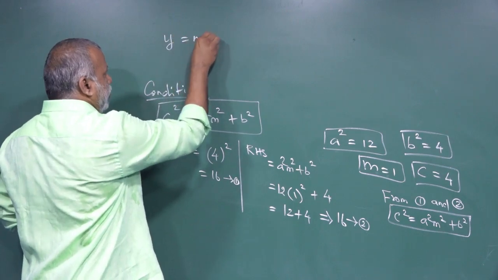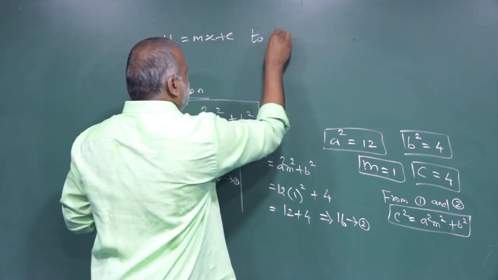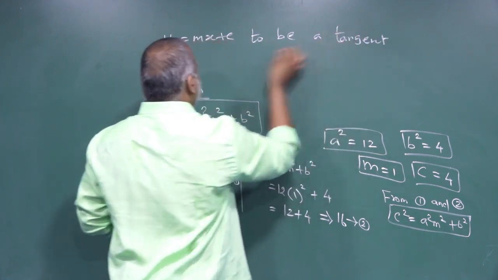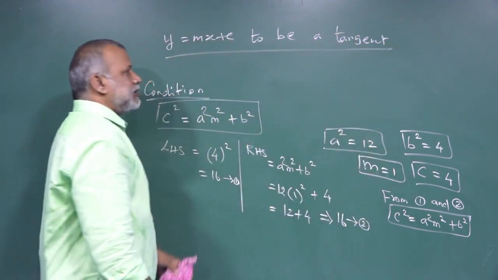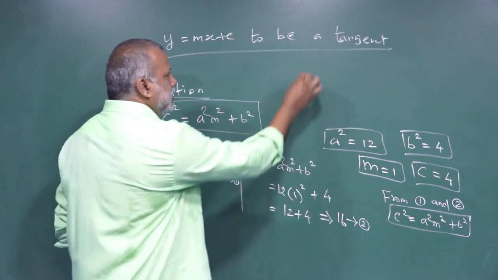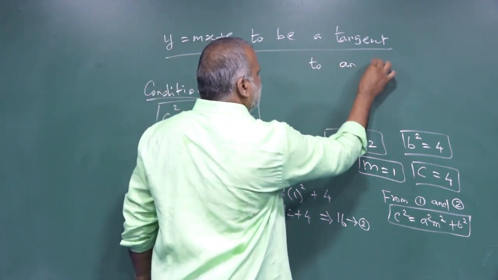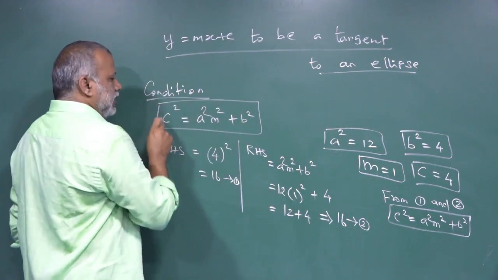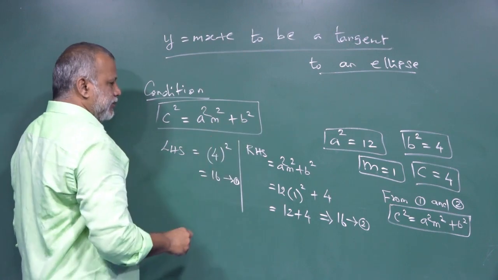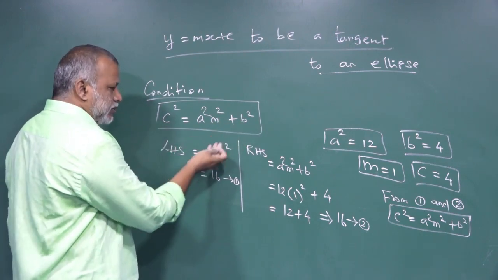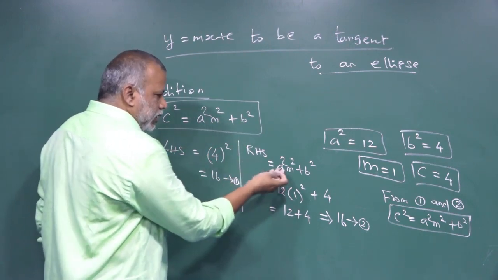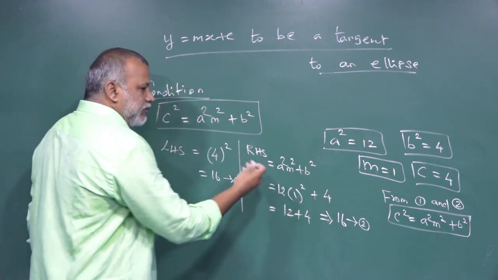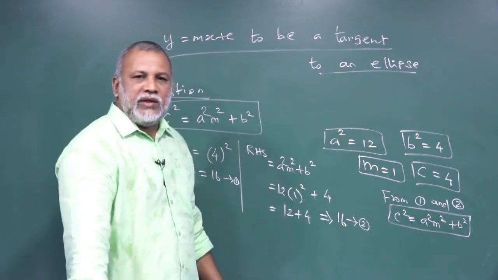Condition for the line y equal to mx plus c to be a tangent to an ellipse. The given is an ellipse. So the condition for a tangent to an ellipse is c squared equal to a squared m squared plus b squared. Work out our LHS: c squared is nothing but 4 squared, 16. Work out your RHS: a squared m squared plus b squared. Substitute the data, we are getting again 16. So from 1 and 2 we are able to verify the condition.